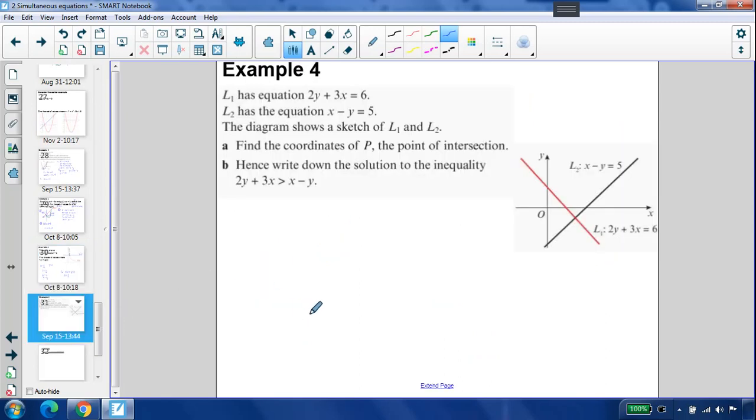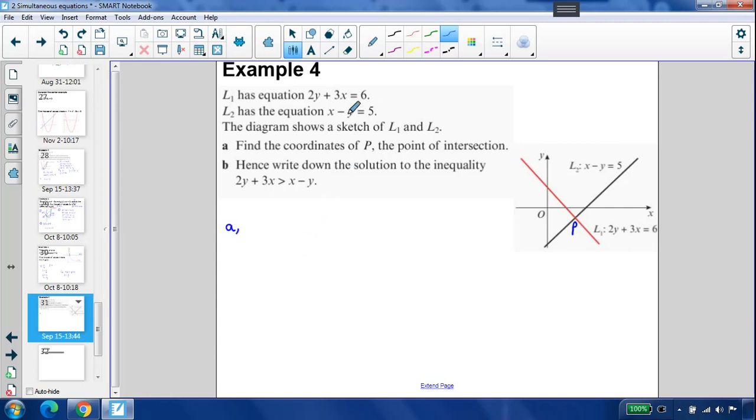Let's have a look at a final example. L1 has equation 2y plus 3x is equal to 6. This is L1 here, the red line. And L2 has equation x minus y is equal to 5, which is this black line here. We've got to find the coordinates of P, the point of intersection. So this is P here, and we've got to find the coordinates. Because it's saying coordinates, it wants x and y value. So let's start by doing that first.